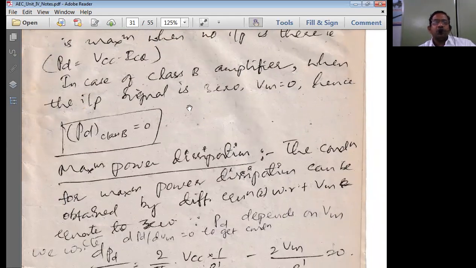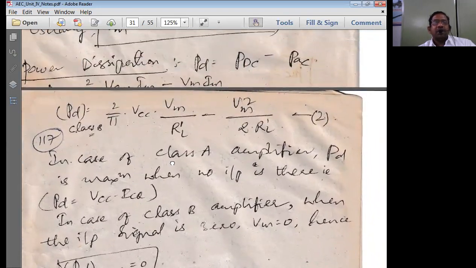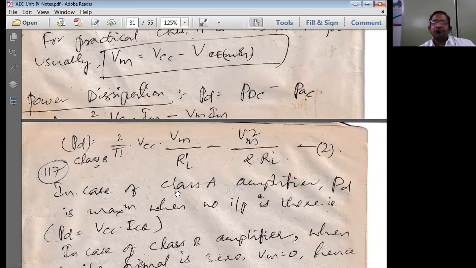Next equation is going to be for the power dissipation. What about the power dissipation in class B type of power amplifier? So the power dissipation formula is what? PDC minus PAC.